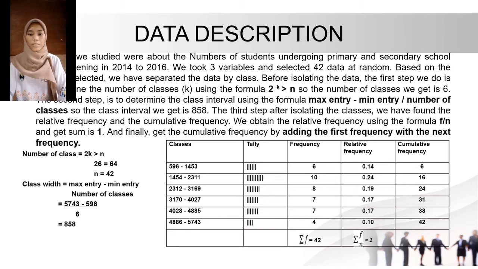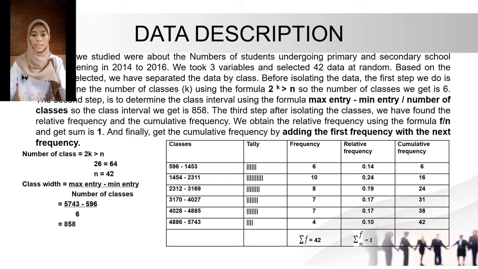The data that we studied were about the number of students undergoing primary and secondary school urine screening in 2014 until 2016. We took 3 variables and selected 42 data at random. Based on the data we selected, we have separated the data by class.